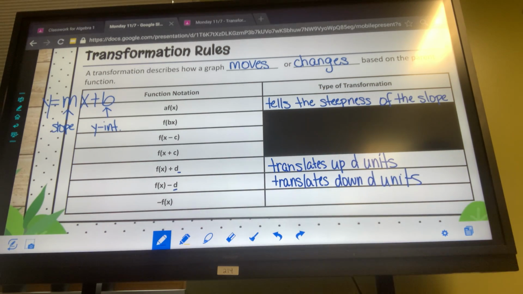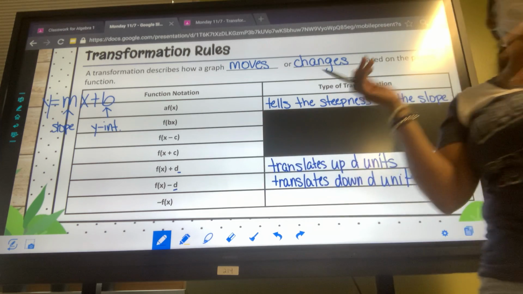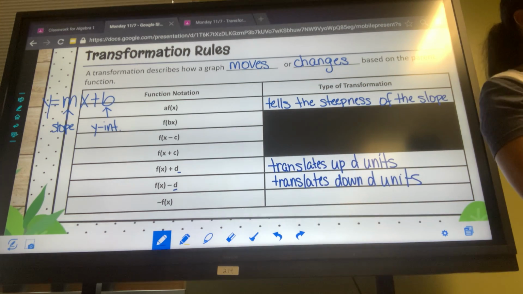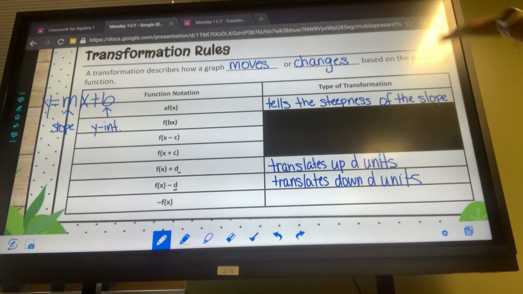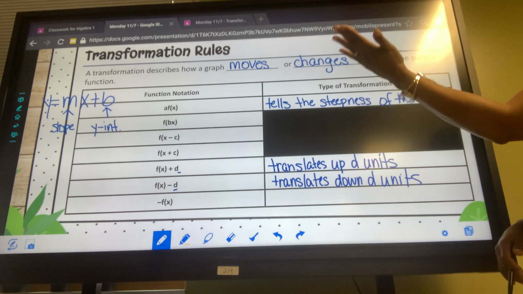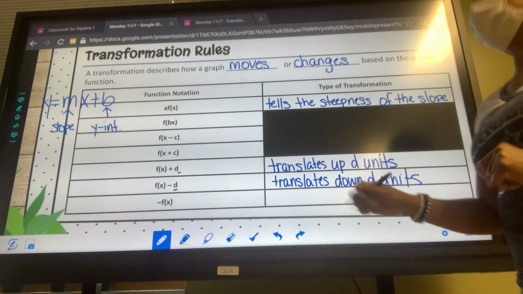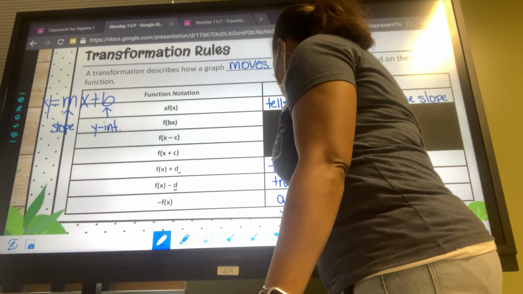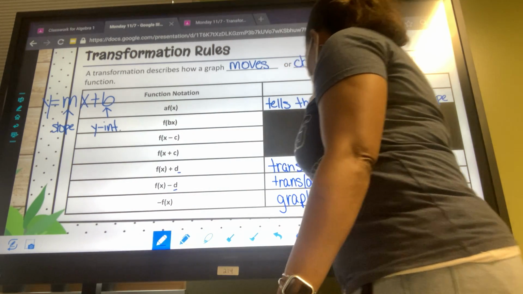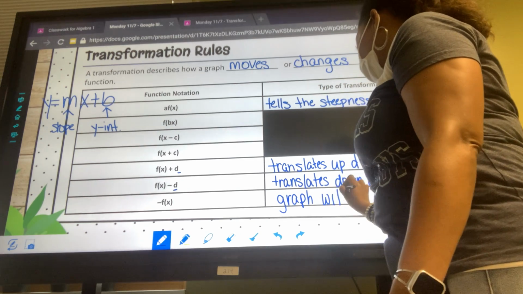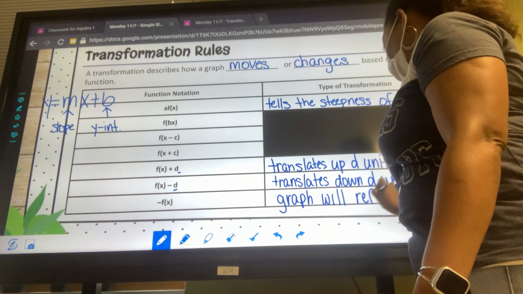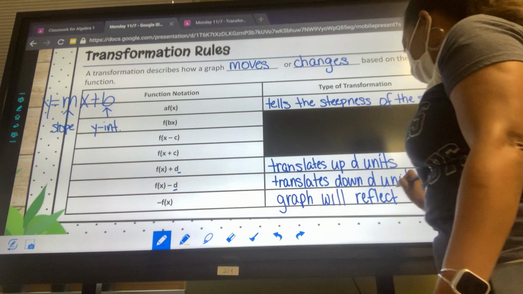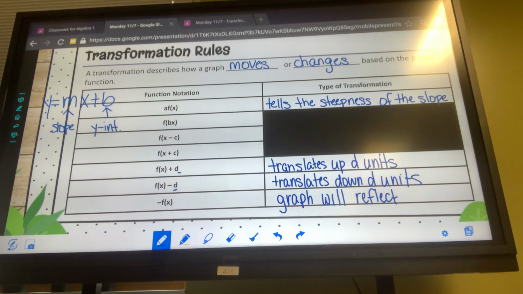Now, if there is a negative in front of my f of x, then instead of being a positive slope, it's a negative slope. So it's going to reflect. The graph will reflect. It's going to change direction.